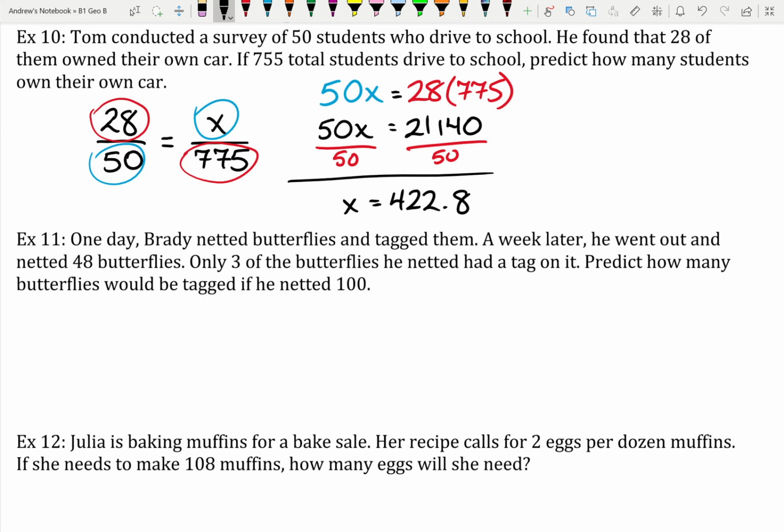Because if I'm trying to say how many students own their own car, it's like, oh yeah, I just went out to the parking lot. I saw 422.8 people that owned their own car. That doesn't make any sense. You can't have 0.8 of a person. It doesn't work that way.